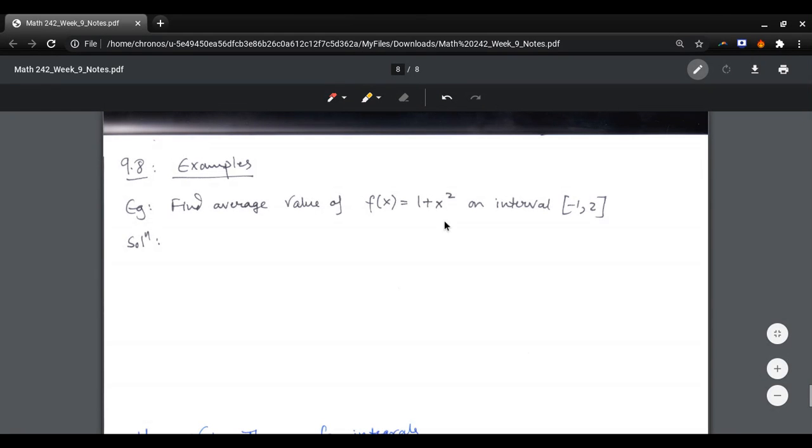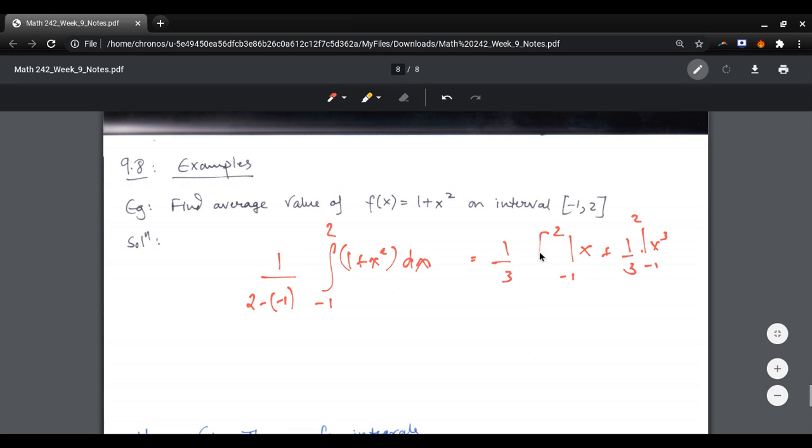For example, find the average value of f of x on this interval. So you go 1 over (b minus a), integral of 1 plus x squared dx from -1 to 2. And that's 1/3, and you have x from -1 to 2 plus 1/3 x cubed from -1 to 2. And that's 1/3, (2 minus -1) is 3, plus 1/3, (8 plus 1), that's 1/3, 3 plus 3, which is 2.